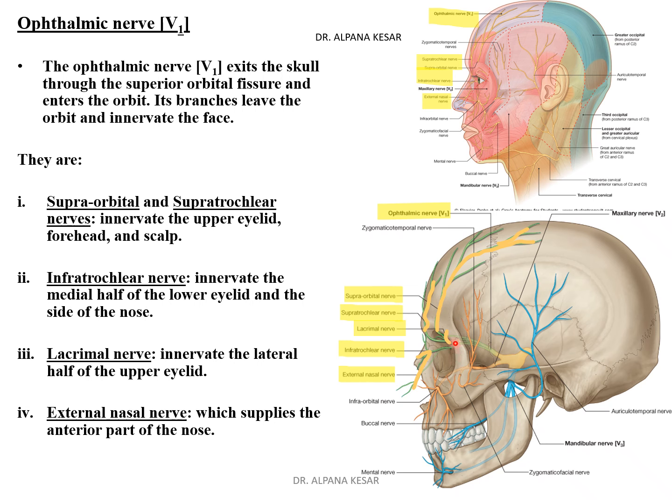Lacrimal nerve supplies the lateral half of the upper eyelid. Infratrochlear supplies the medial half of the upper eyelid and side of the nose. External nasal supplies the anterior part of the nose.